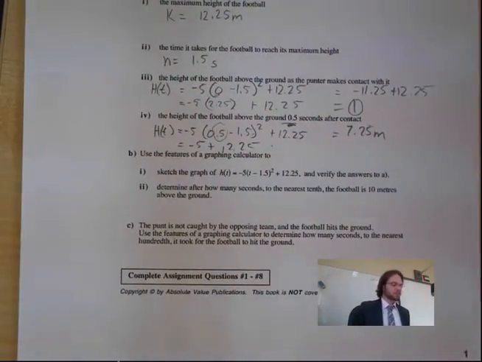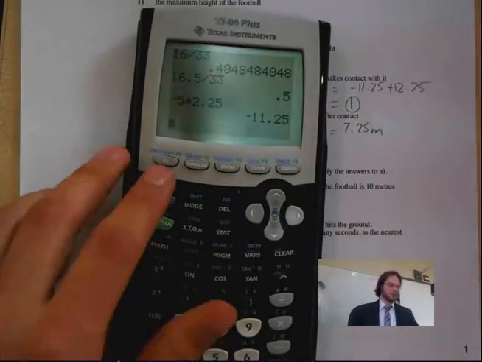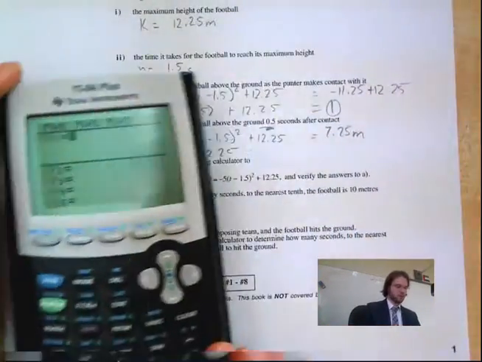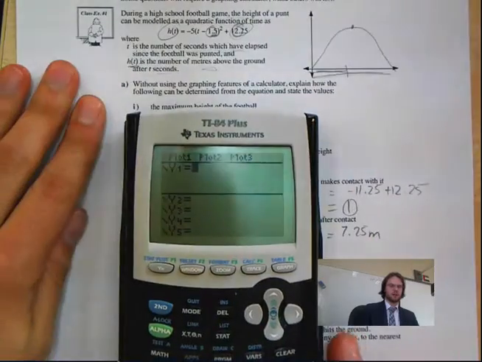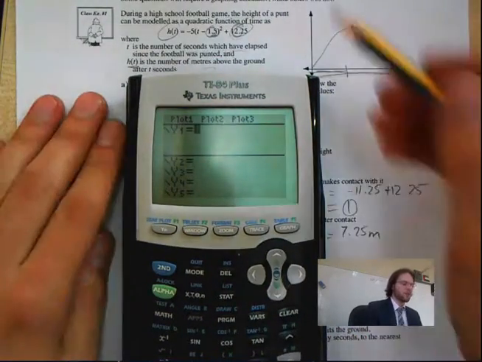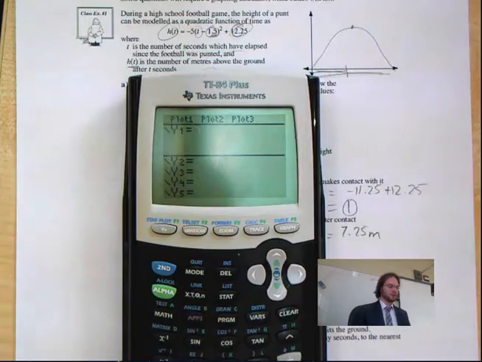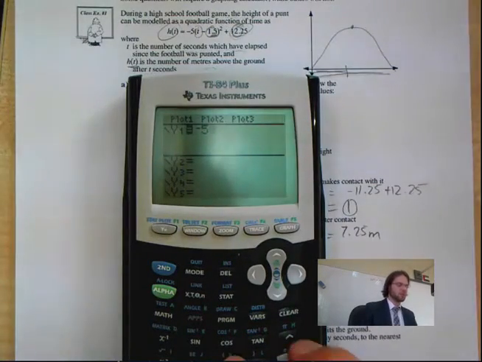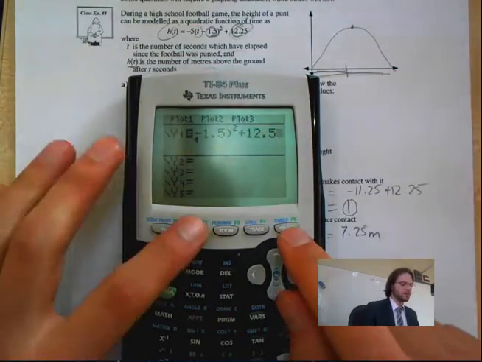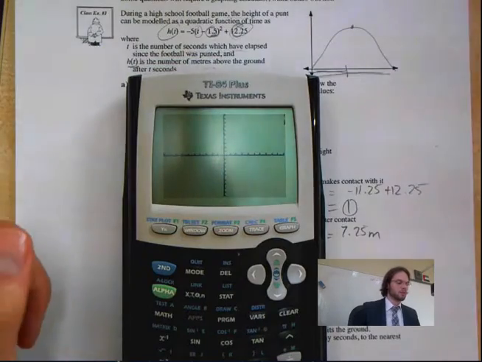Next part says, use the features in the graphing calculator to sketch and answer the following. So first let's sketch and use the graphing calculator. Here we're going to put in my formula. Remember, these t's are x's, so I'm going to go -5, bracket, multiplied by (x minus 1.5), bracket, squared, plus 12.25.